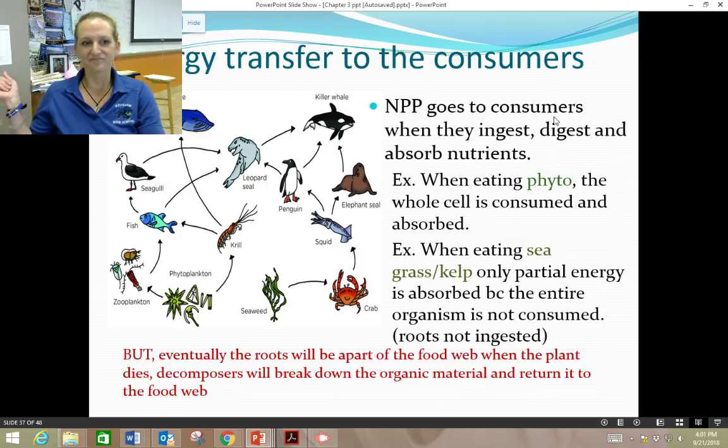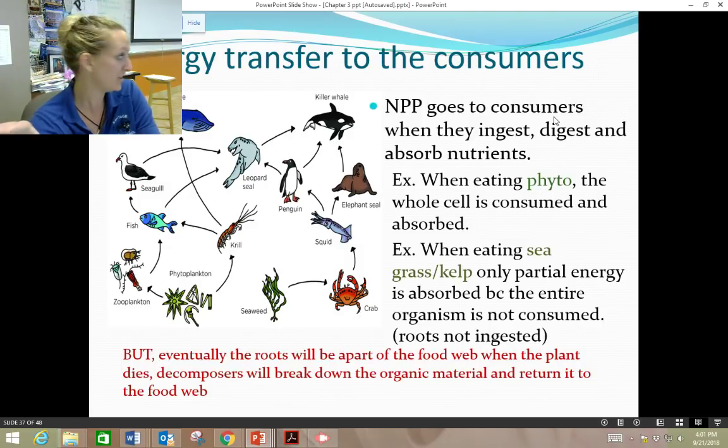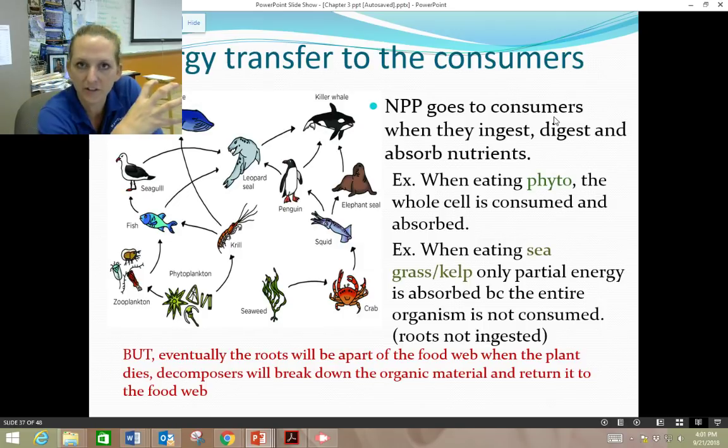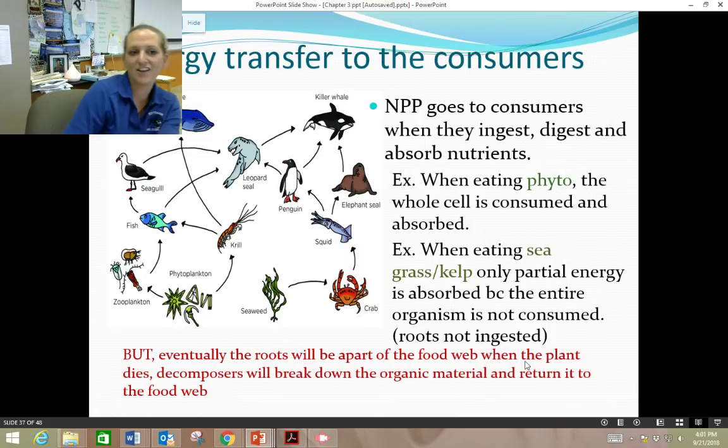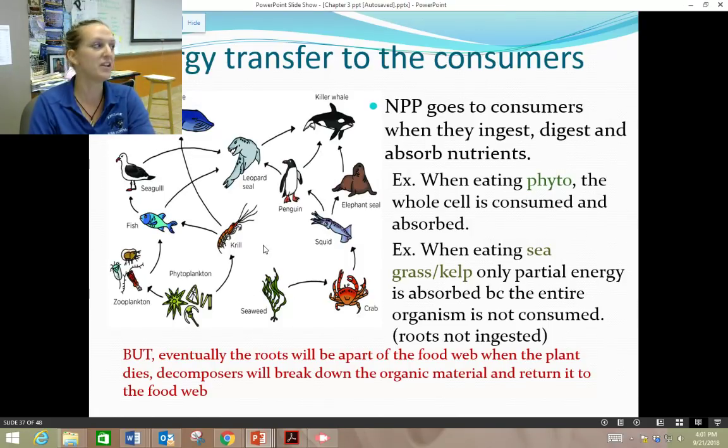Okay. Another detail that sometimes we don't think about. When eating phytoplankton, the whole cell is consumed and absorbed, so you get all of that biomass. But when you're eating seagrass or kelp, you're not eating the whole organism. You're just eating a little bit of it. So you're not getting 10% of the seaweed energy. You're getting way less than that because you're just eating parts of it. There also are some parts that are not digestible, for example, the roots.